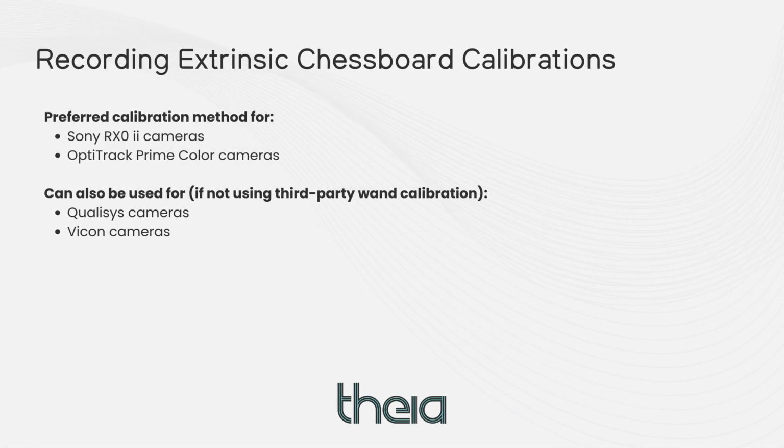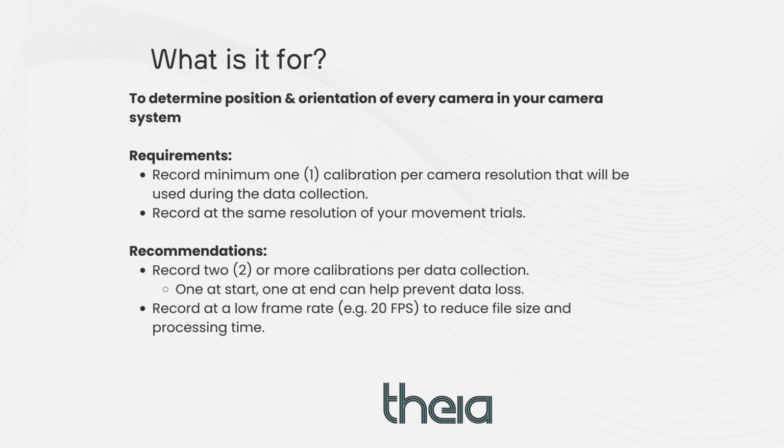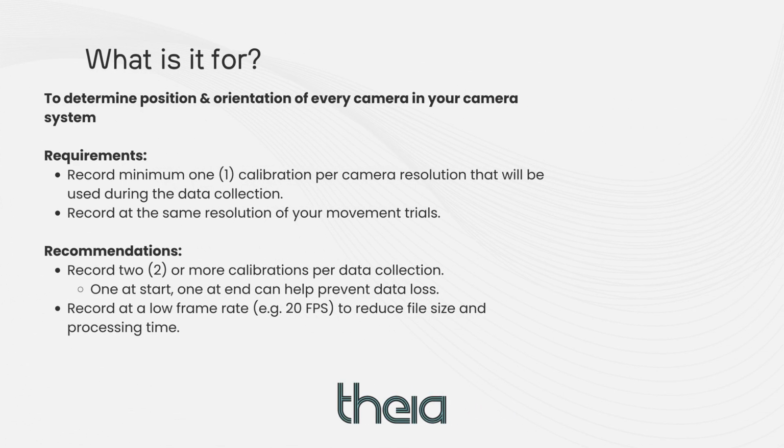Chessboard calibration trials are required for calibrating Sony RX02 camera systems and OptiTrack Prime Color camera systems. They can also be used to calibrate Qualisys and Vicon camera systems if you are not using the third-party wand calibration method for those systems. Extrinsic chessboard calibration trials are used to determine the position and orientation of every camera in your camera system relative to your desired global coordinate system.